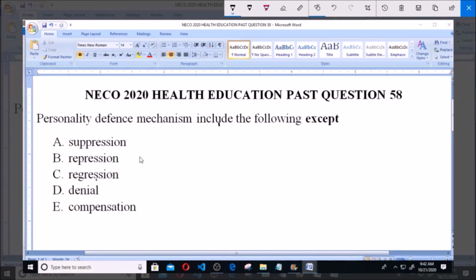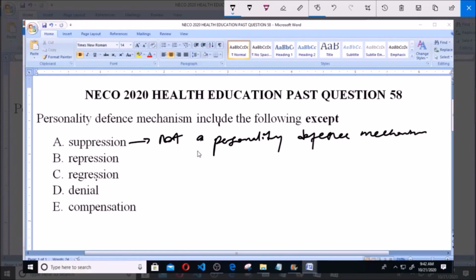Let's look at option A, suppression. Suppression here is not a personality defense mechanism, because the word suppression simply means you are suppressing, either emotional anxiety, or you are suppressing towards force or pressure. And so therefore it is not a defense mechanism. Suppression is not a defense mechanism.